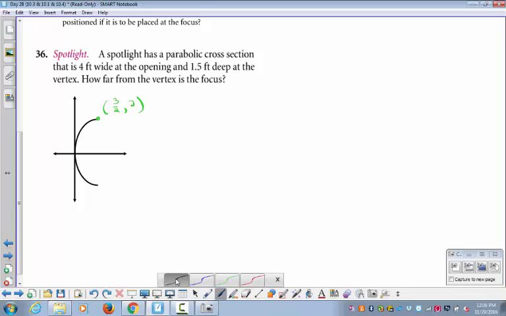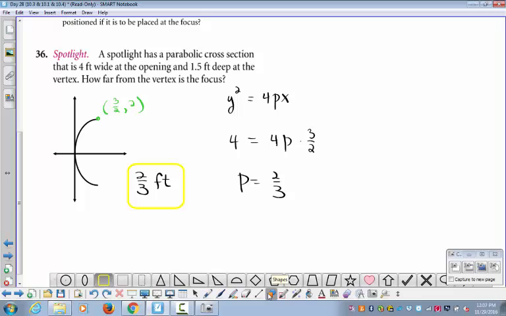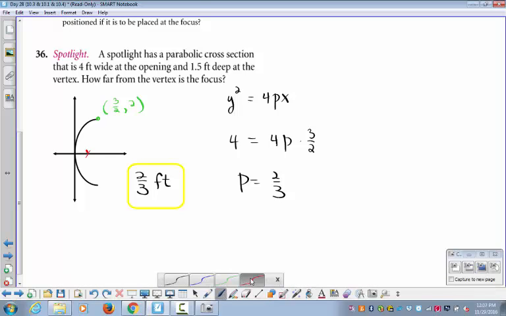So which variable is squared? So y squared equals 4px. We know that point is on the parabola, so we substitute in the coordinates. So we have 4 equals 4p times x, which is 3/2. So we solve that for p, and we get p is equal to 2/3. So our conclusion is 2/3 of a foot. That's where the focus will be. The focus will end up being right there.